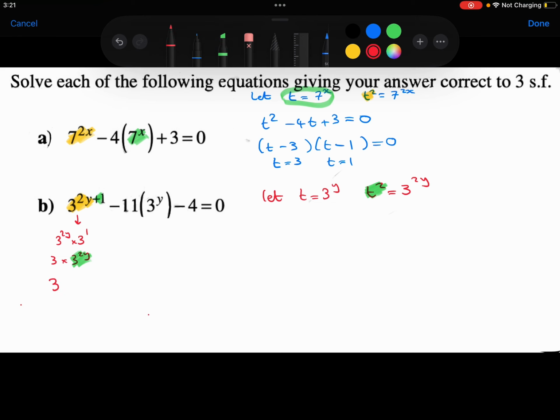So I'll get 3 times t squared minus 11 times the t minus the 4 is equal to 0. This can now be factorised relatively easily.